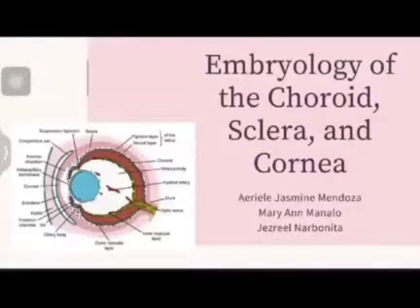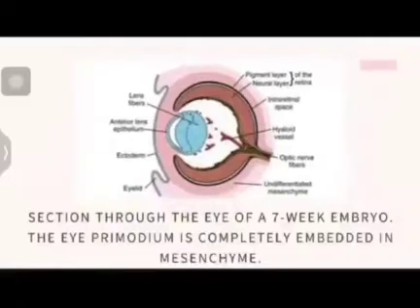Embryology of the choroid, sclera, and cornea. The choroid is a thin layer of tissue that is part of the middle layer of the wall of the eye, between the sclera and the retina. The choroid is filled with blood vessels that bring oxygen and nutrients to the eye.